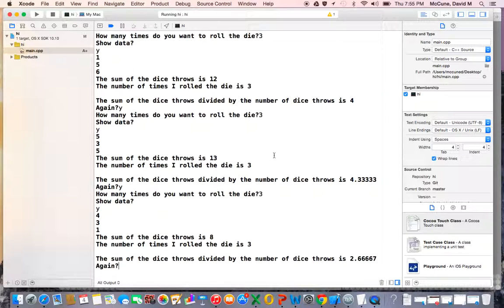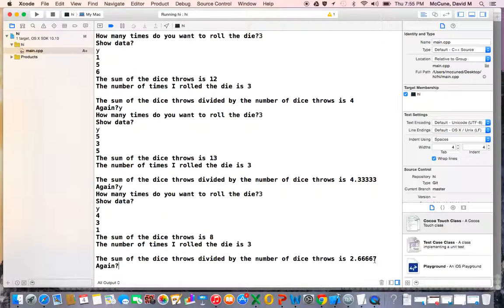Okay, so let's just review what happened here. The first time I rolled the die 3 times, I got a 1, 5, 6. That resulted in an average roll of 4. The next time I rolled the die, I got 5, 3, 5, which resulted in an average roll of 4.333. Right, that's the average of 5, 5, and 3. The next time I did it, I rolled a 1, 3, and a 4. And now the average roll was a 2.667.